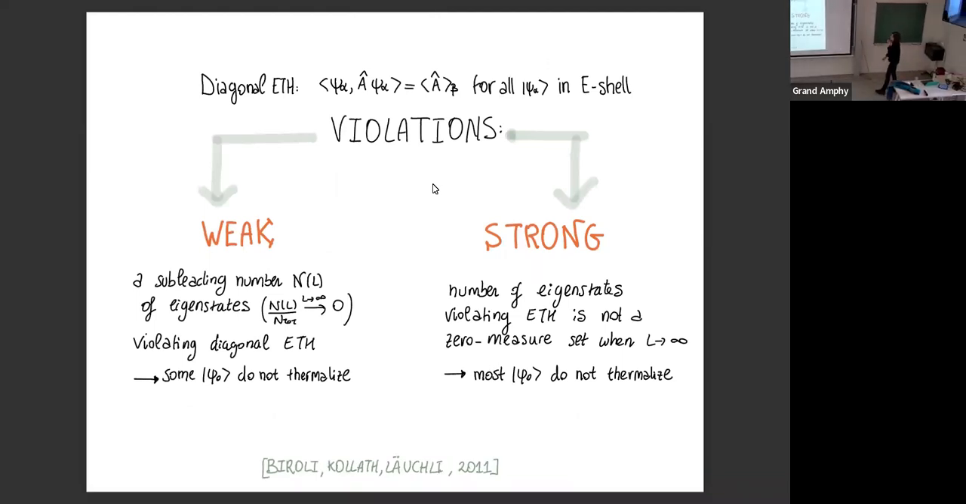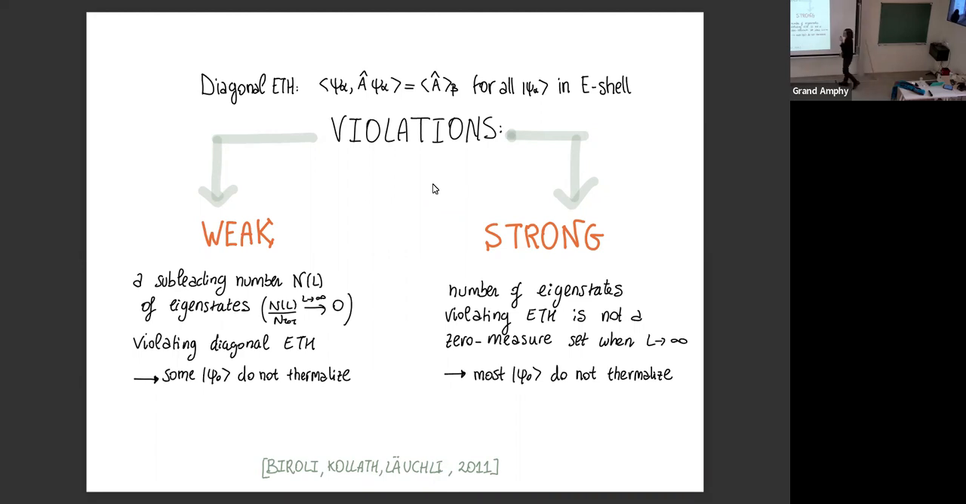Okay, so violations. As I was saying, you can think about two different scenarios. Let me focus for the moment on the diagonal part of the ETH ansatz. There is this distinction that I think was introduced back in 2011 in this paper, about weak and strong violations of ETH. Weak violations of ETH correspond to this scenario in which you have your Hamiltonian, you look at eigenstates, and you can find a certain number of eigenstates for which this condition is not satisfied. But the fraction of these eigenstates goes to 0 when you take the limit of large sizes. So this becomes a measure 0 set of eigenstates in this thermodynamic limit.